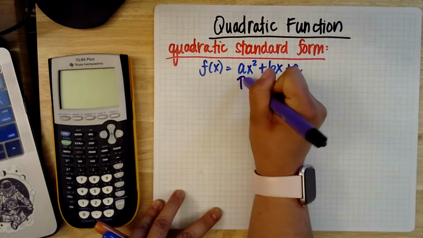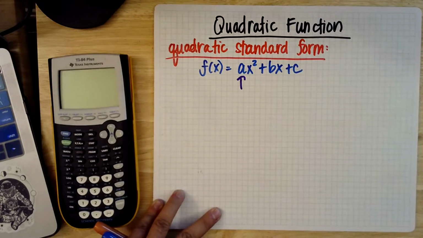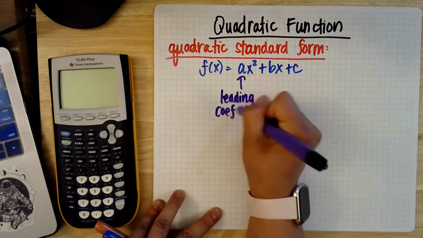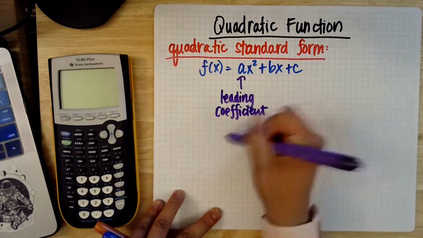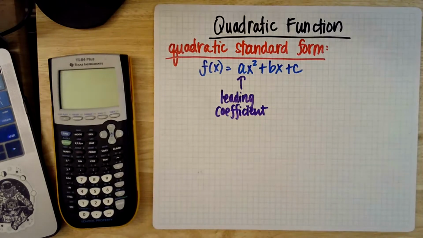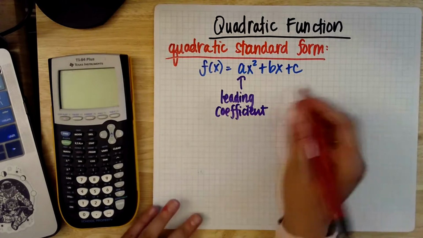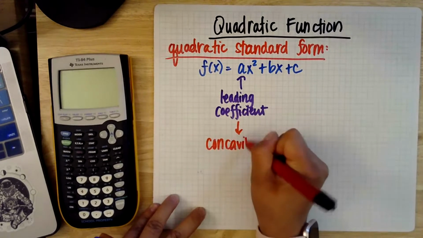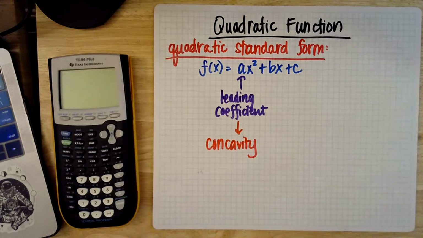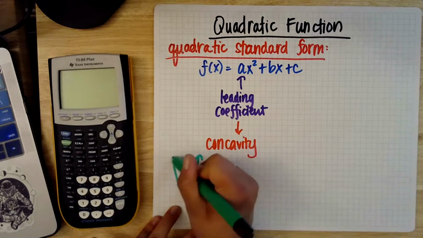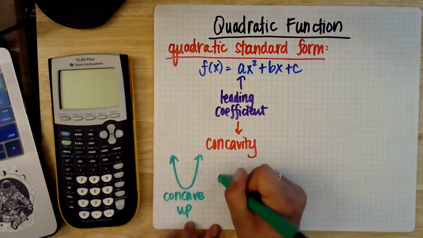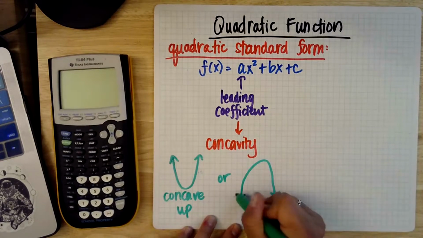So this guy right here is my leading coefficient A. It tells me something about the concavity. What does concavity mean? A quadratic function is a parabola, and a parabola can either be concave up, like that, or concave down.